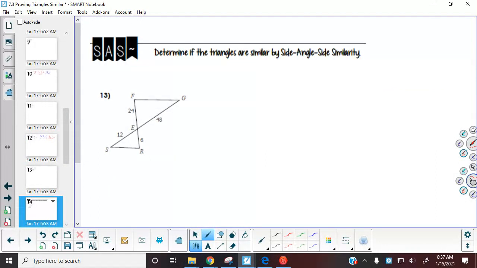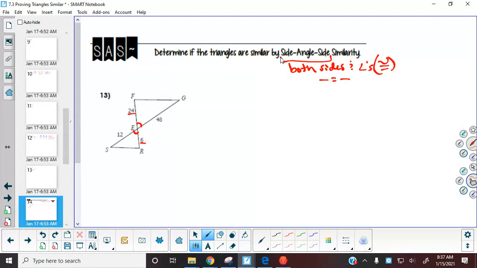Okay, now the last one is probably a little bit more complicated for some people because you have to have the side angle side pattern to start. Then you also have to check your sides. So for example, I have to do both the sides and angles. I have to check that the angles are congruent, and I have to check that your sides are proportional.